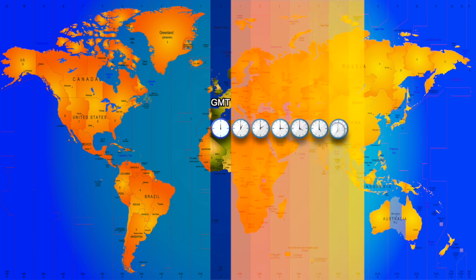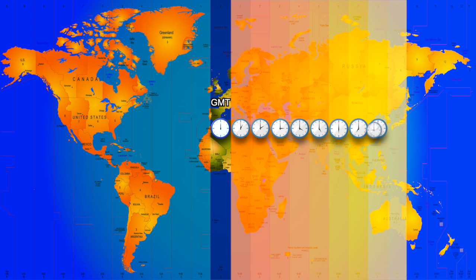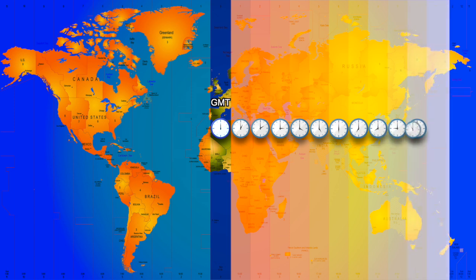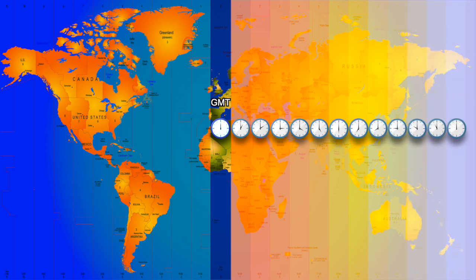As you can see, 1 hour is deducted for every band on the map as we move across the Western Hemisphere. On the contrary, 1 hour of time is added as we move across the Eastern Hemisphere.